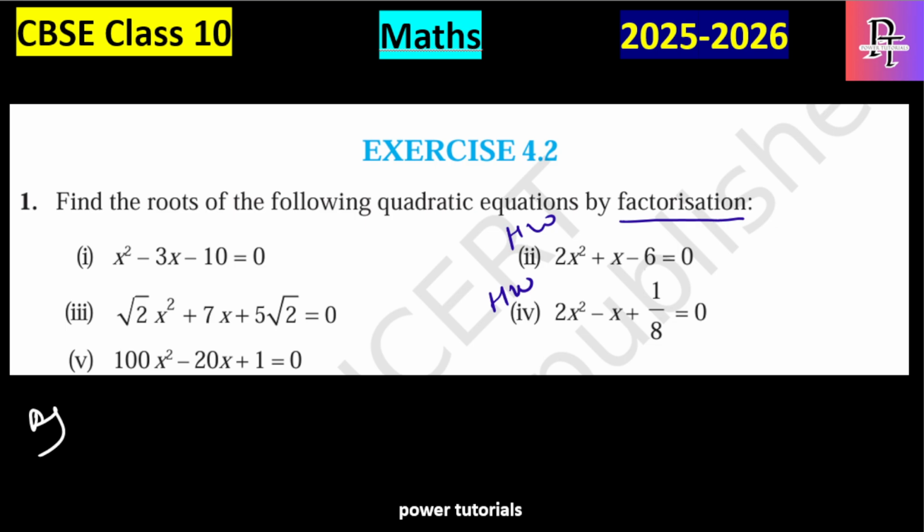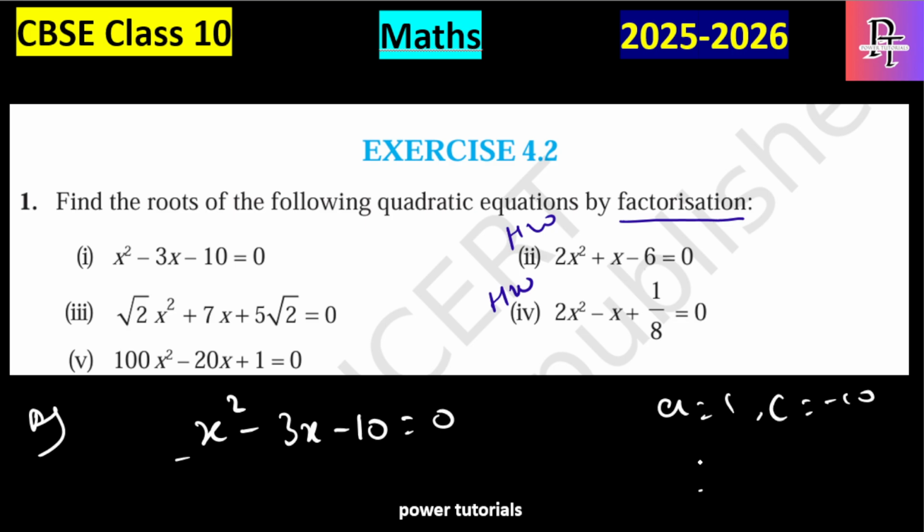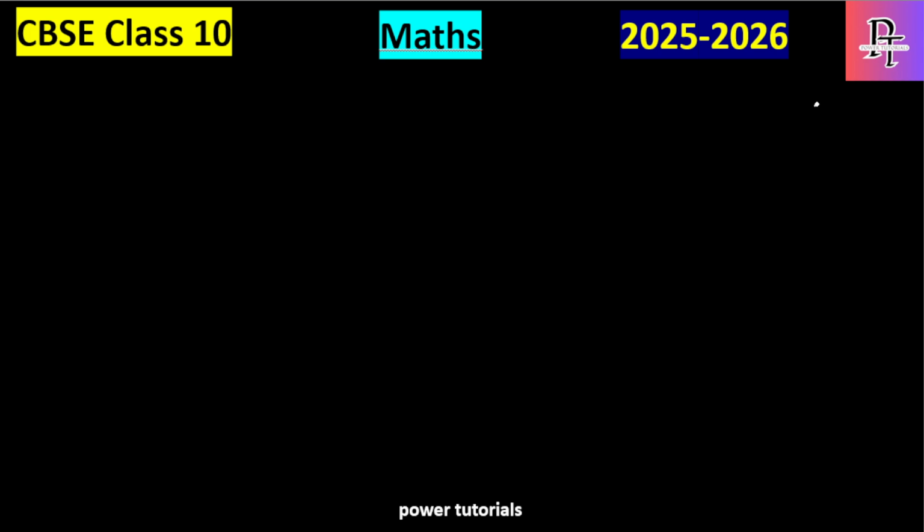So for example, if we take x square minus 3x minus 10 equal to 0, what is the a value here? The a value is 1, which is nothing but the x square coefficient. The c value is minus 10. So what is a into c? It is 1 into minus 10, which is minus 10. So we need to get the factors of minus 10 such that we get minus 3 as the value. So let's find the factors of 10.